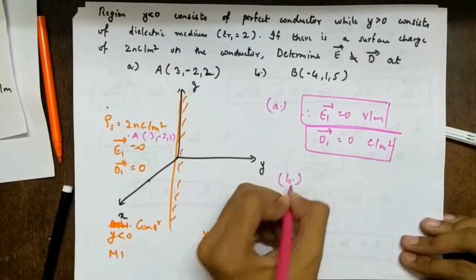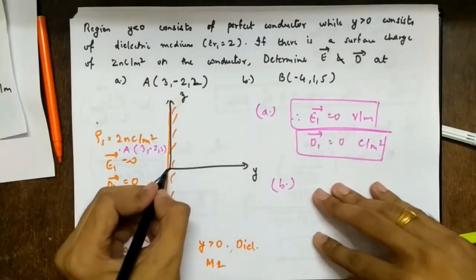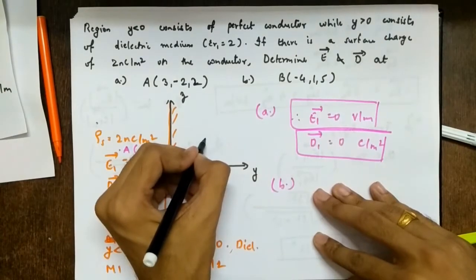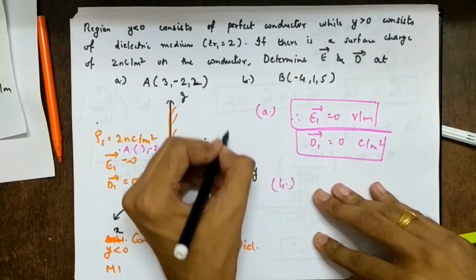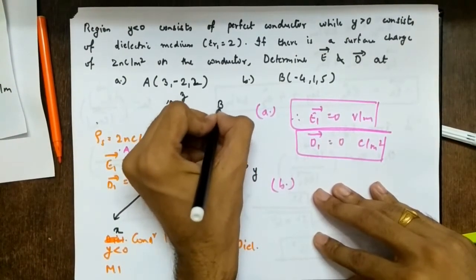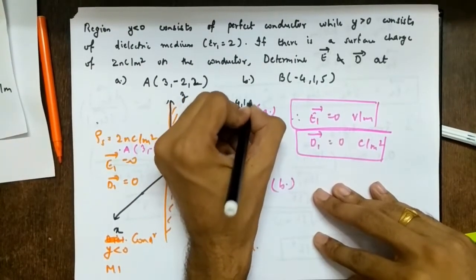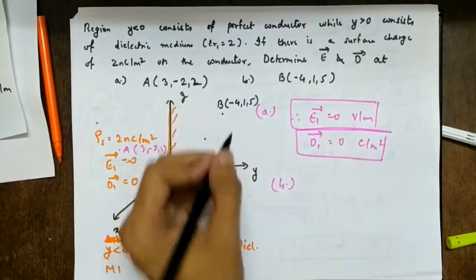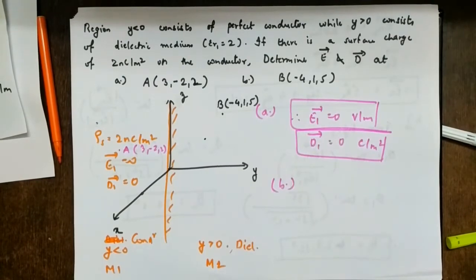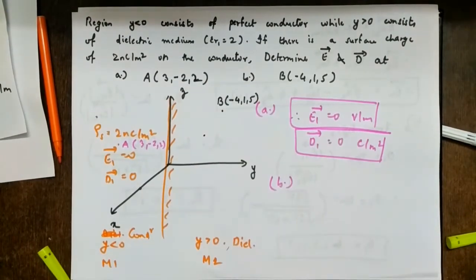So next see part B, where point B lies. So B, x is minus 4, so somewhere over here. Y is 1, z is 5, so B is here. This is my B, minus 4, 1, 5. Right? So B lies in dielectric, so we have to find this value. Right? But what are the boundary conditions now? Dielectric, conductor, medium. Right?